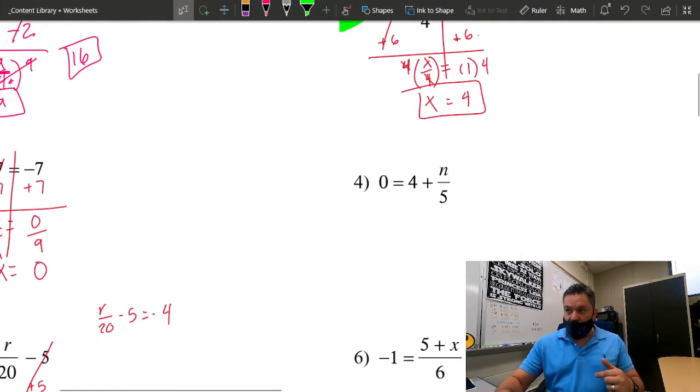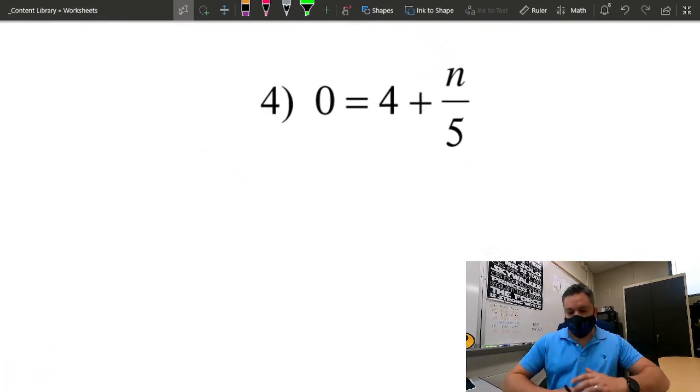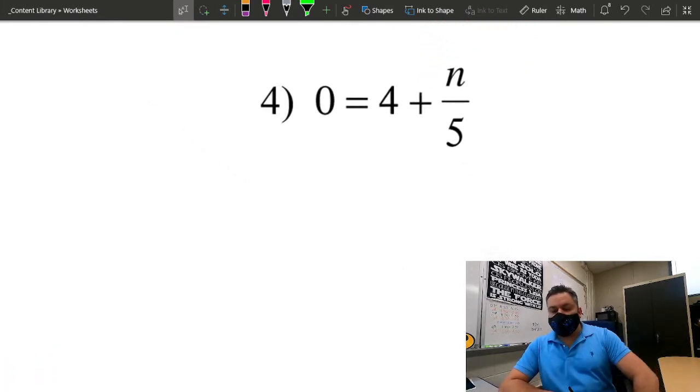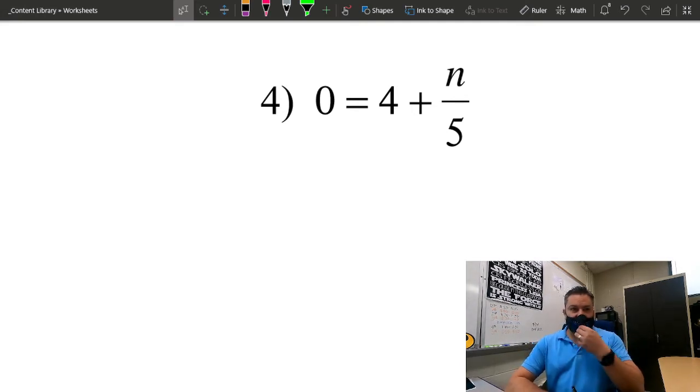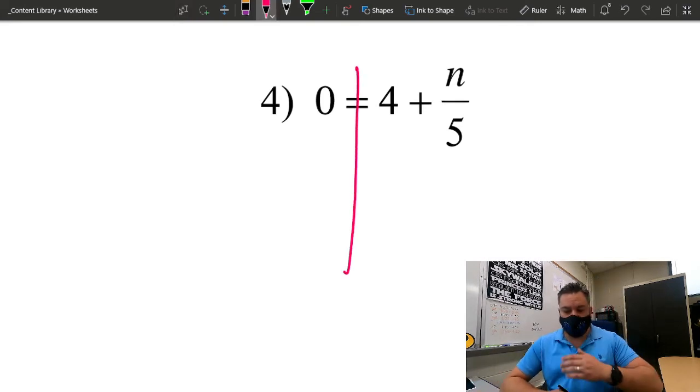Number 4 is the next one. Number 4, we have 0 equals 4 plus n over 5, or n divided by 5. Every time you have a fraction, that means it's a division. So the first step that we have to do right here is what? We're going to add or subtract, right?